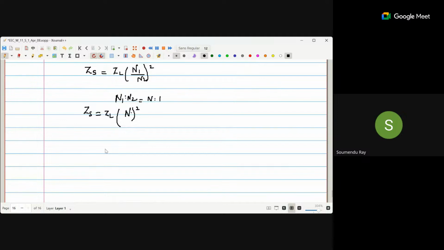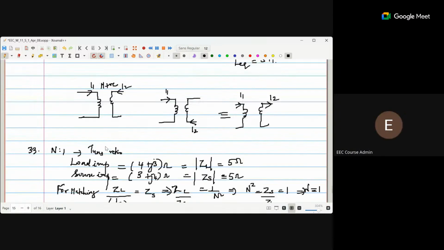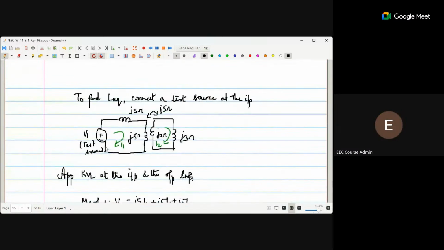Ma'am, I wanted to ask for some clarity on question 32. What was the previous 32? The dot convention we just discussed, ma'am. If this was positively coupled, what would be the difference in the equations? Though in the question it is given as negatively coupled, if it was positively coupled, what would have been the difference in the equations?